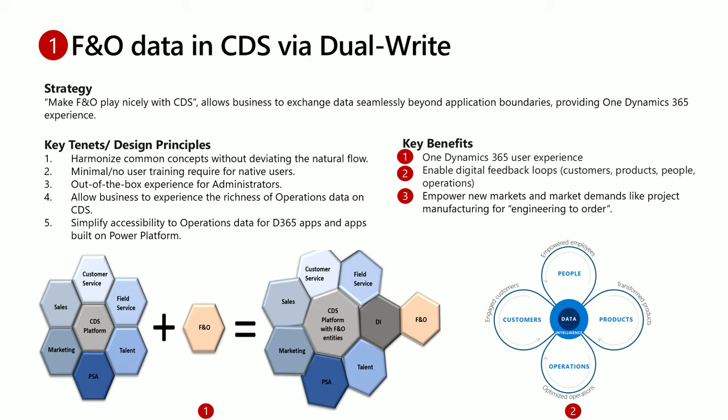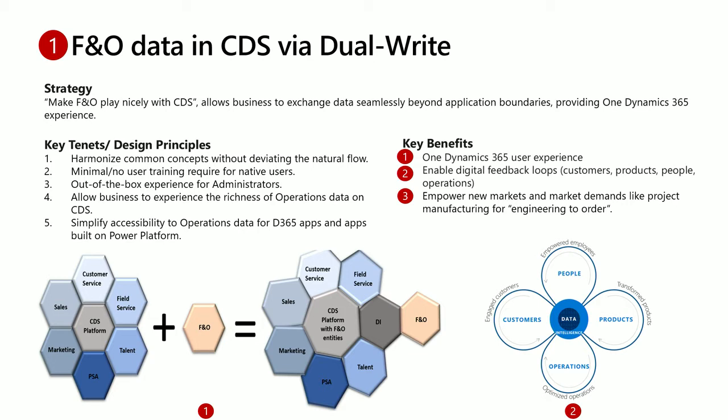So we have to make these two play nicely with each other so that both the systems are interacting with each other beyond application boundaries. So that is the strategy. We are following some key design principles which we have not been following all these years when we say that data is going to integrate or interact with each other. So we are harmonizing the concepts between these two applications.